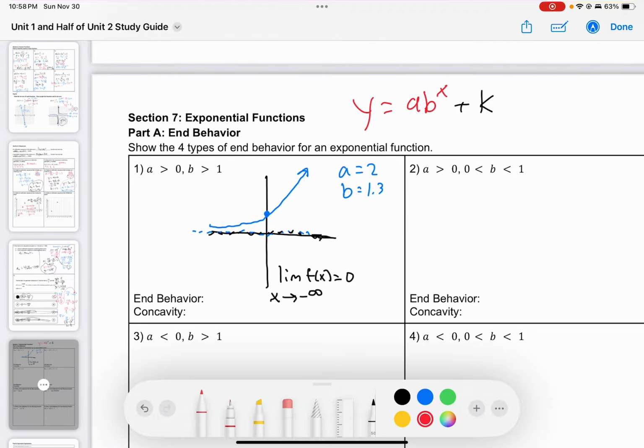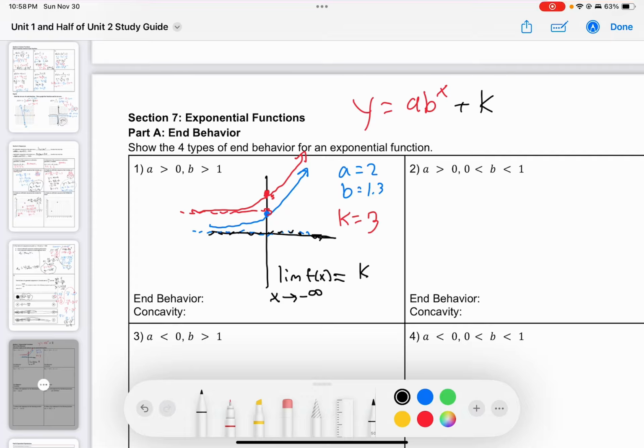But it's not actually that simple because of k. If I was adding something to this, it would just shift the function up. So if k was equal to, let me just say k is equal to 3, it would shift this entire function up by 3. So this would be at 5 now. And the horizontal asymptote would happen at 3. Why was it 0 in the last one? Because we weren't adding anything to it. So k was essentially 0. But really what's happening here is that we're approaching k. Whatever k is, that's what we'll approach on the left side.